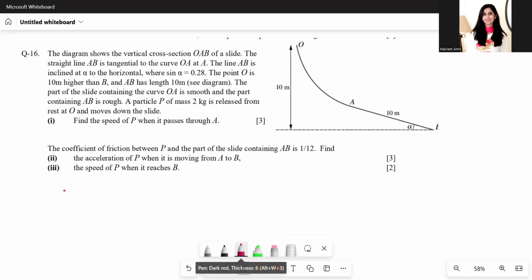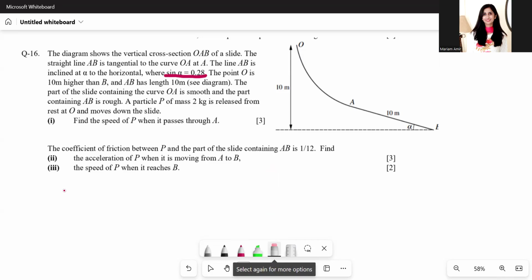The diagram shows the vertical cross-section OAB of a slide. The straight line AB is tangent to the curve OA at A. The line AB is inclined at alpha to the horizontal, where sine alpha is equal to this. The point O is 10 meters higher than B. AB has length 10 meters.